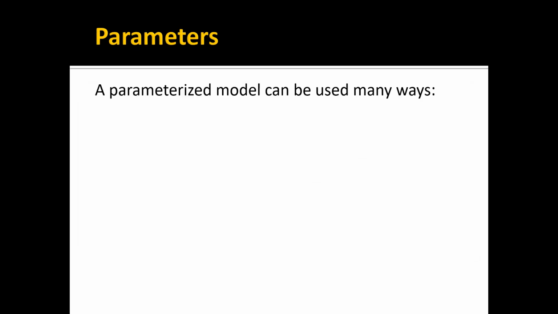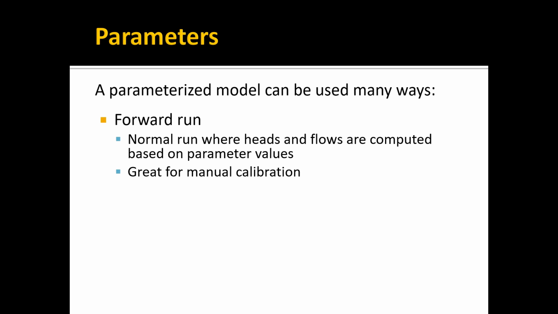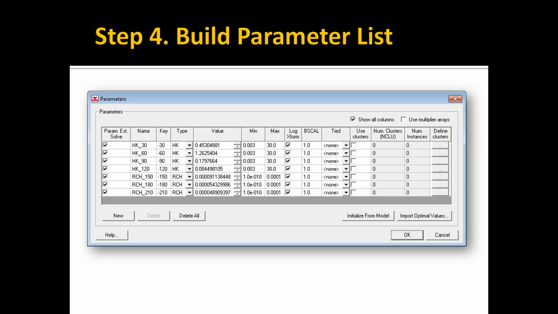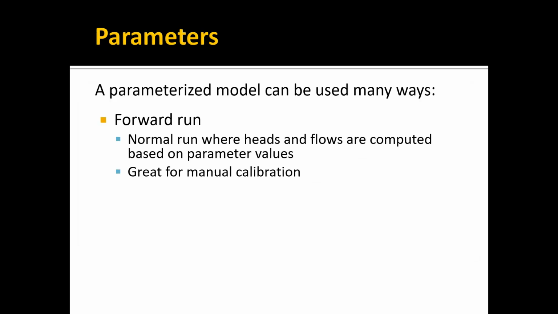Once you parameterize your model, you can actually use it in multiple ways. You can do what's called a forward run. A forward run means it takes the starting values in this column in this list and plugs them in to where the key values are. It substitutes each of these starting values for the associated key value, and then just does a normal MODFLOW run.